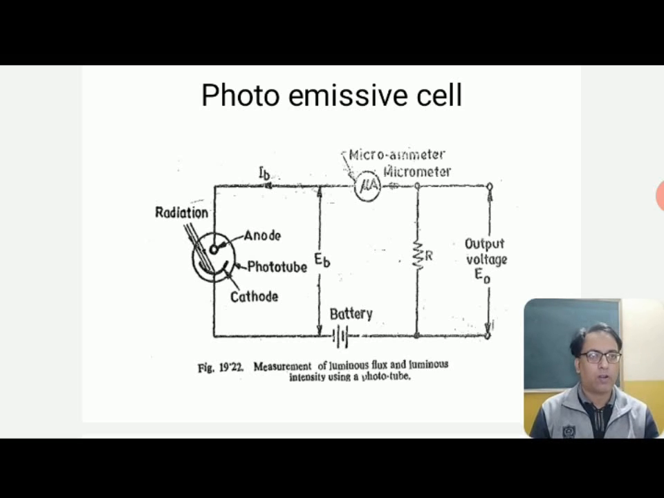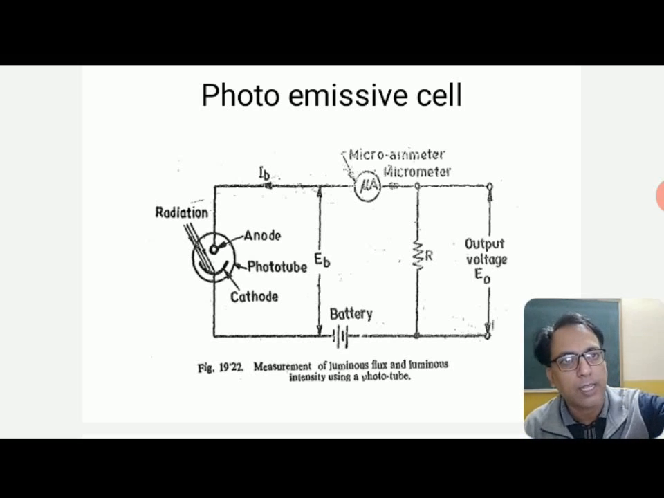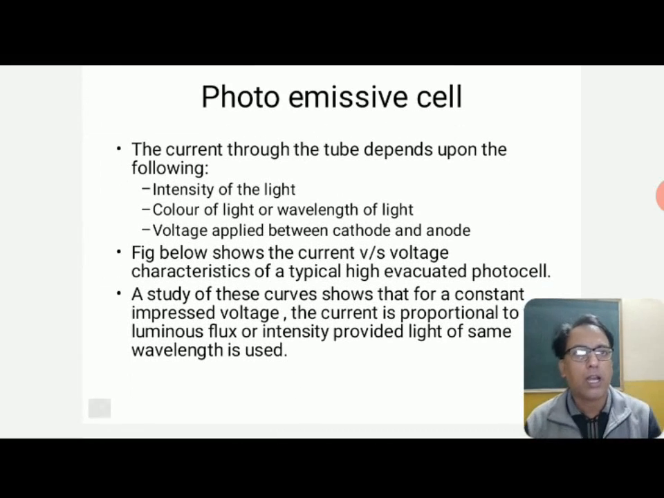You can find out how the intensity of the light is being varied, and you can calculate the luminous flux and luminous intensity. The current through the tube depends upon the following three parameters. First is the intensity of the light. Second is the color of the light or the wavelength of the light. And finally the voltage applied between cathode and anode. These are the three fundamental parameters on which the current through the tube depends.